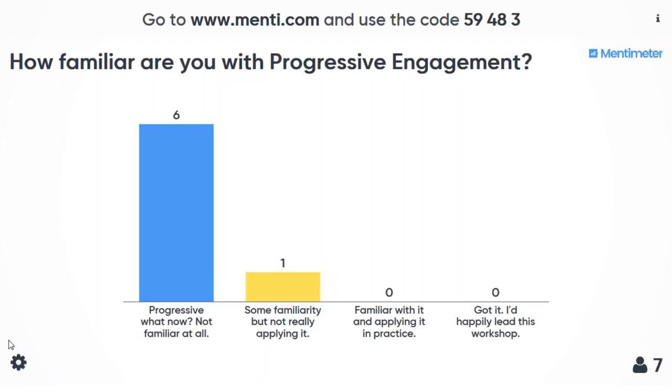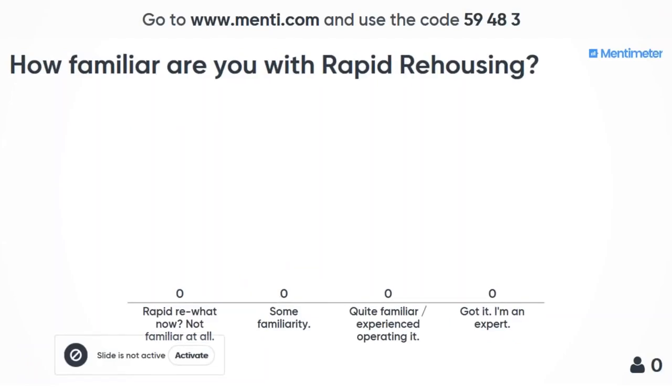Yeah. All right. So since we're going to talk about this largely in the context of rapid rehousing, although not exclusively, I also wanted to get a sense of how familiar folks on the phone and in the room are with rapid rehousing. So rapid what now? I don't know what you're talking about. Yeah, I'm familiar. I'm really familiar with that. I'm experienced or operating it now, and I've really got this down. I'm an expert.